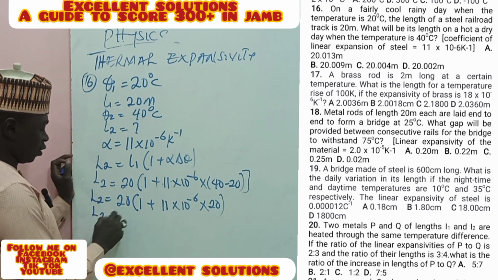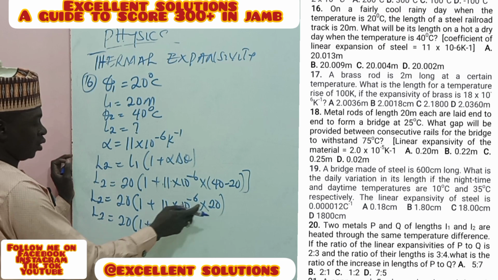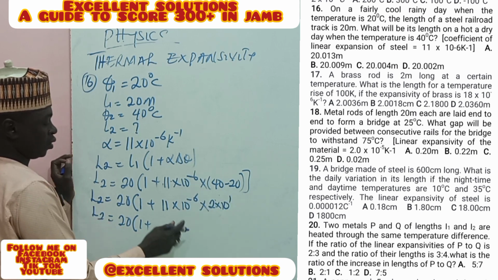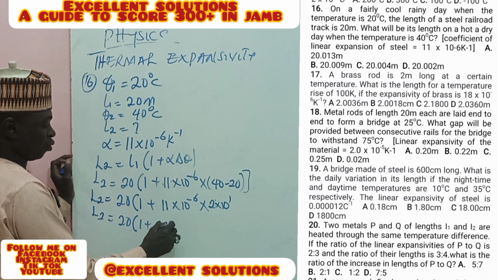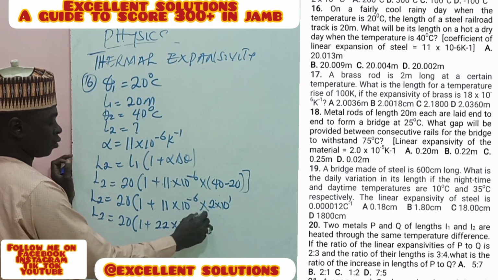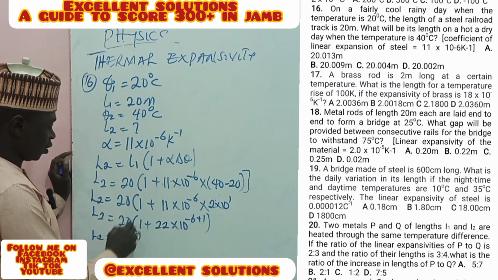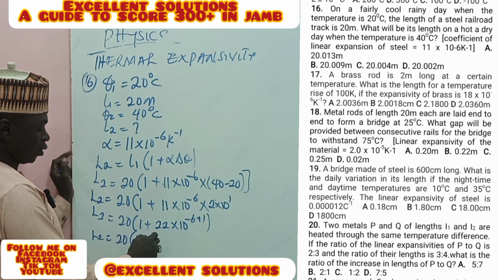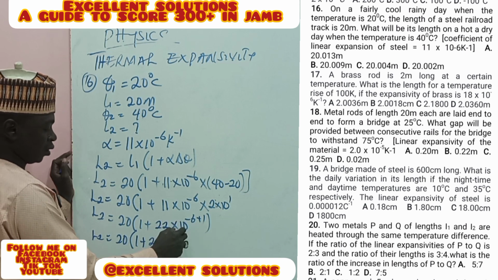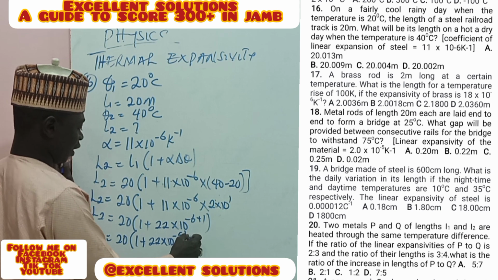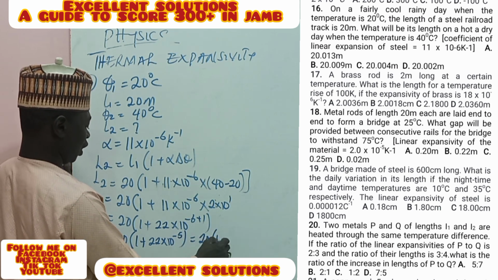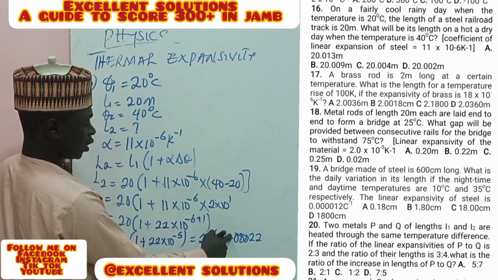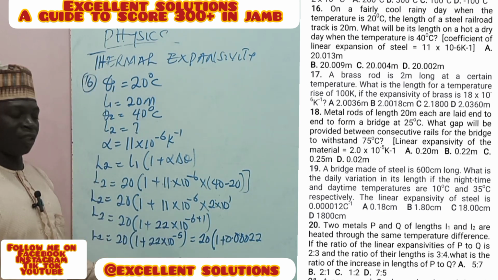So L2 equals 20 open bracket 1 plus, if we multiply, 20 is the same as 2 times 10 to the power of 1. So we have 11 times 2, which is 22, times 10 to the power of minus 6 plus 1. So L2 equals 20 open bracket 1 plus 22 times 10 to the power of minus 5. This is the same as 0.00022, counting 1, 2, 3, 4, 5 places.